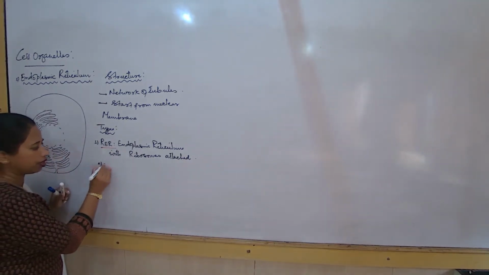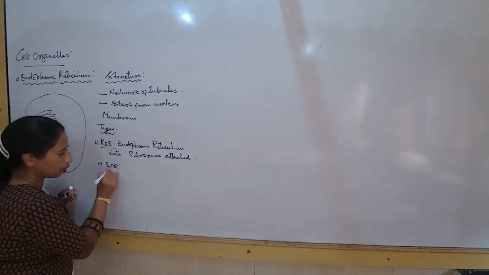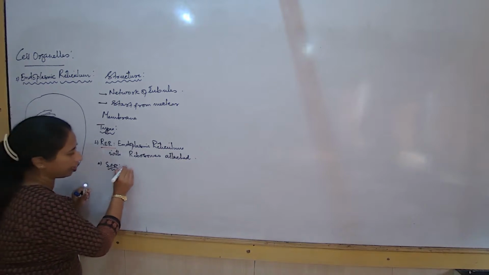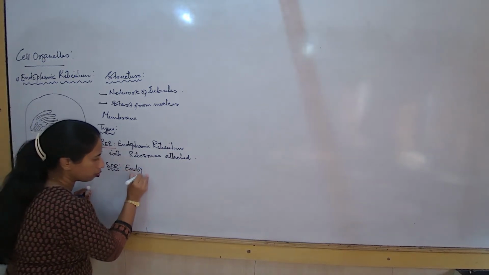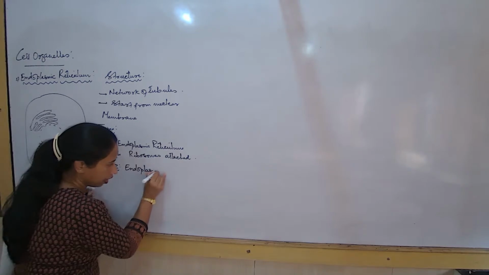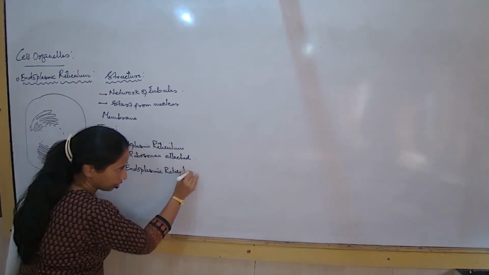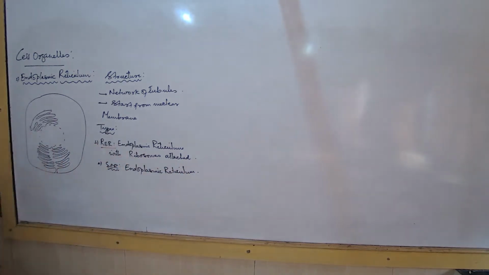What about the other one, SER? When I talk about SER, it is only endoplasmic reticulum, no ribosomes attached. So now that we are talking about the types of endoplasmic reticulum, these are the two types. Endoplasmic reticulum has two types: it can be smooth, it can be rough. And what is the major difference? Understand.